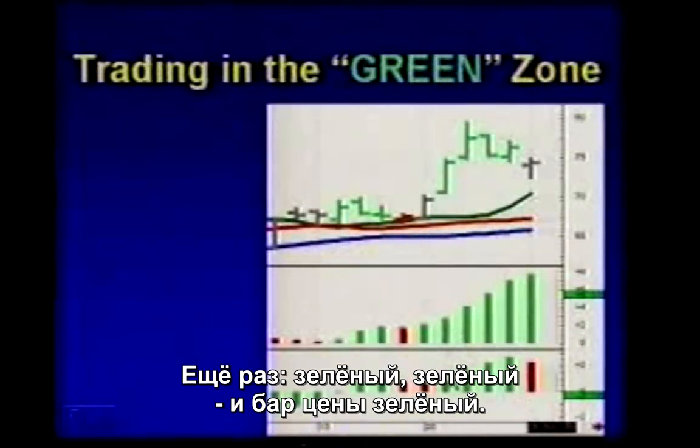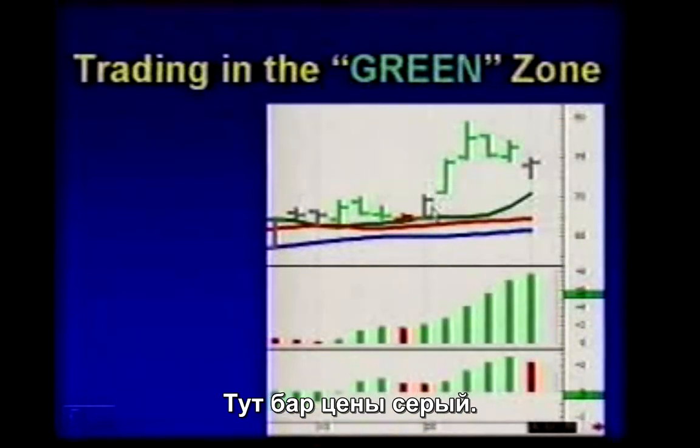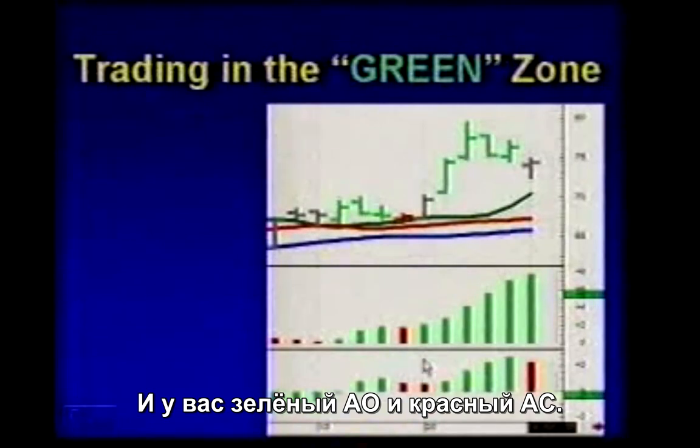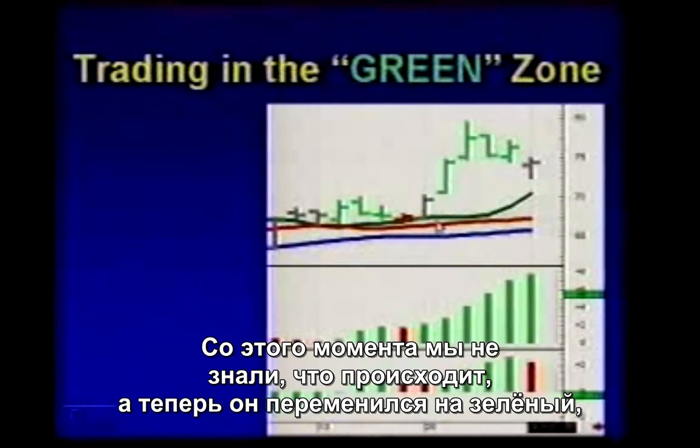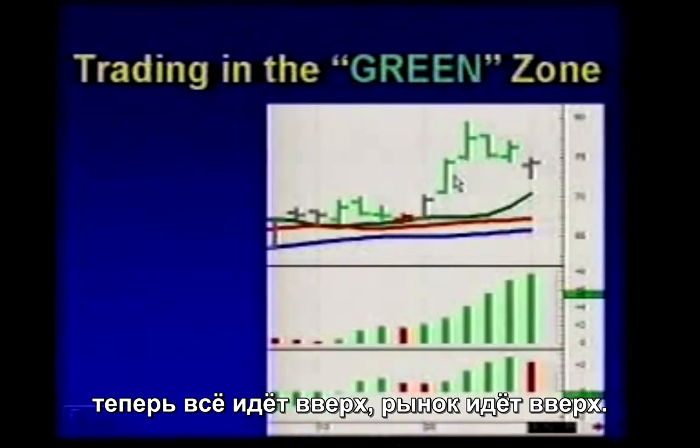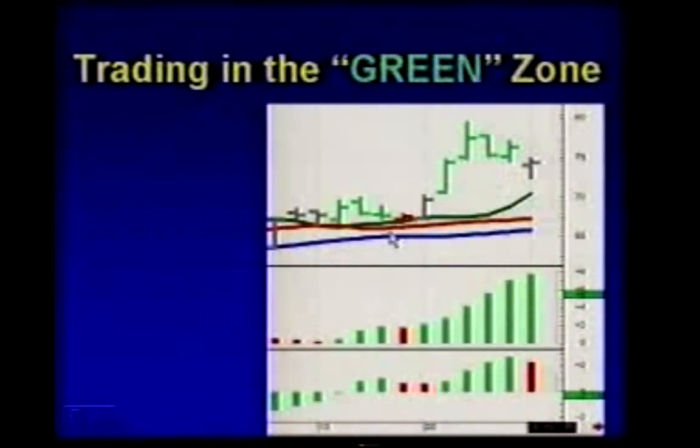Again, green, green, your price bar is green. Here you have a gray price bar, you have a green AO, and a red AC. So you know at that point, we didn't know what was going on, but now it's changed to green. We know everything is up. The market is heading up. This is where we want to be.